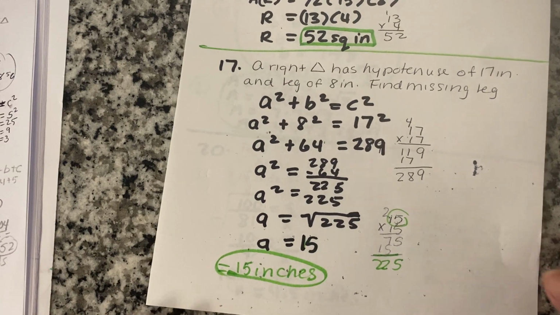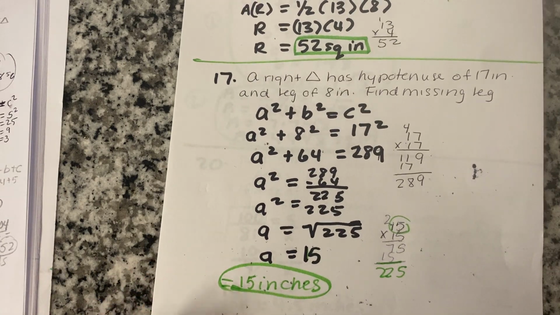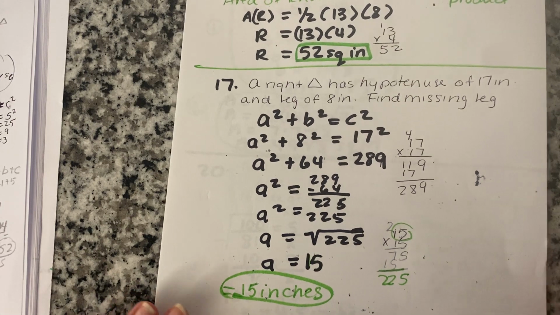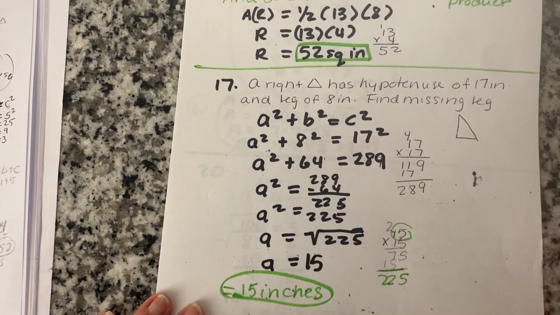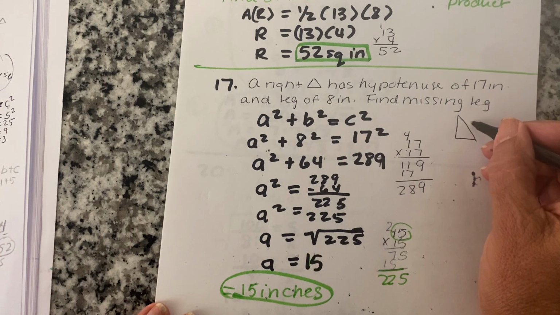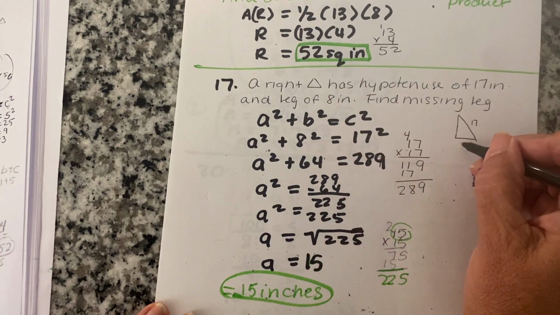So number 17 says, a right triangle has a hypotenuse of 17 inches and a leg of 8 inches. Find the missing leg. We're going to use the Pythagorean theorem because we have a right triangle. I'm going to draw it here. We have the hypotenuse, which is going to be 17. That's going to be c squared. And a leg is going to be 8.